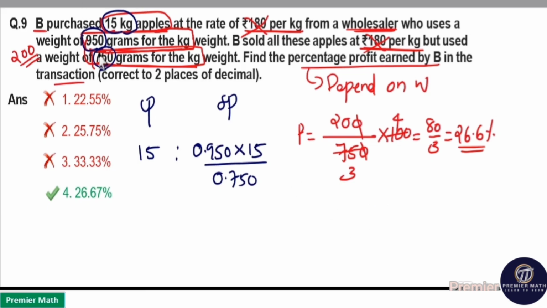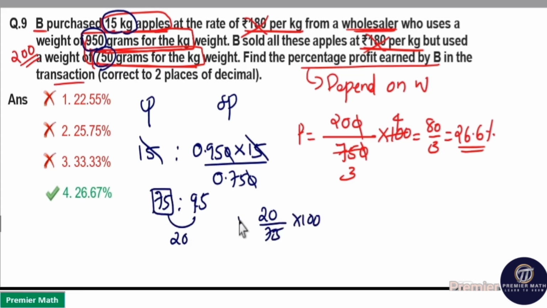Same thing happens here. Now 15 cancels. Here 0.95 by 0.75 means 95 by 75. This means 75 is to 95 is the cost price sell price ratio. Now difference is 20. This 20 is generated upon this cost price 75 into 100. So profit is same as 26 point.